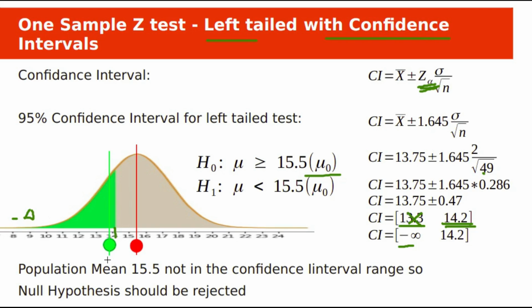This is your sample mean, 13.75. But the population mean mu naught, 15.5 grams, is not within this confidence interval range, so we will reject the null hypothesis. The company's oats have less protein than 15.5 grams at alpha 0.05.